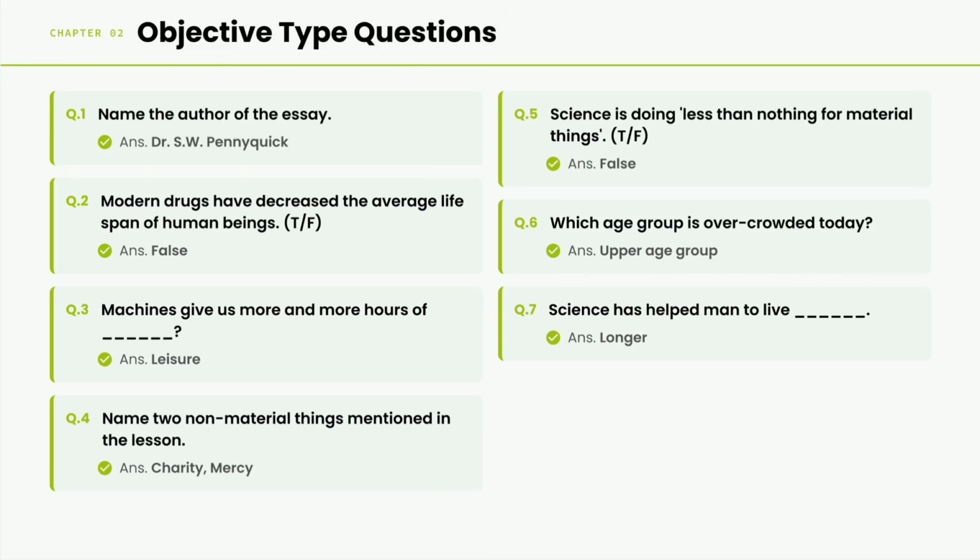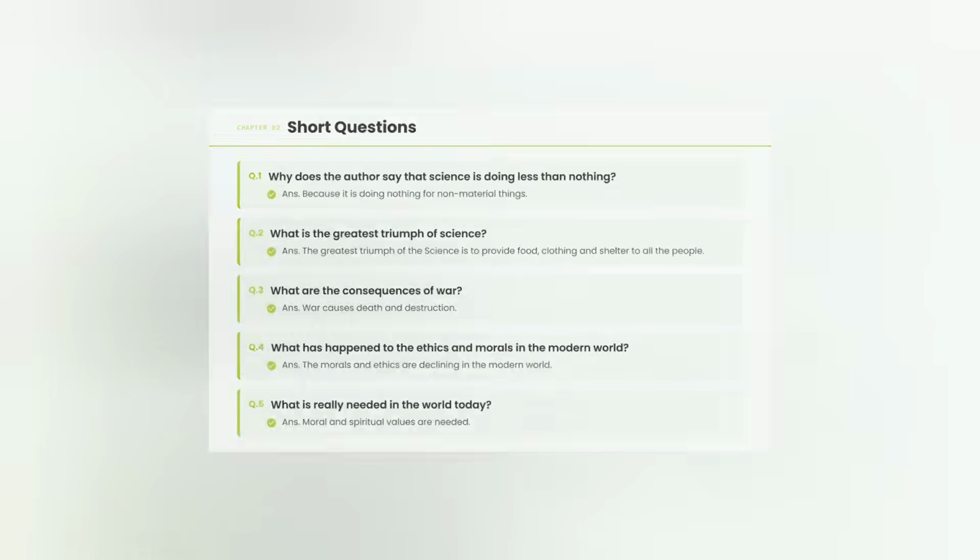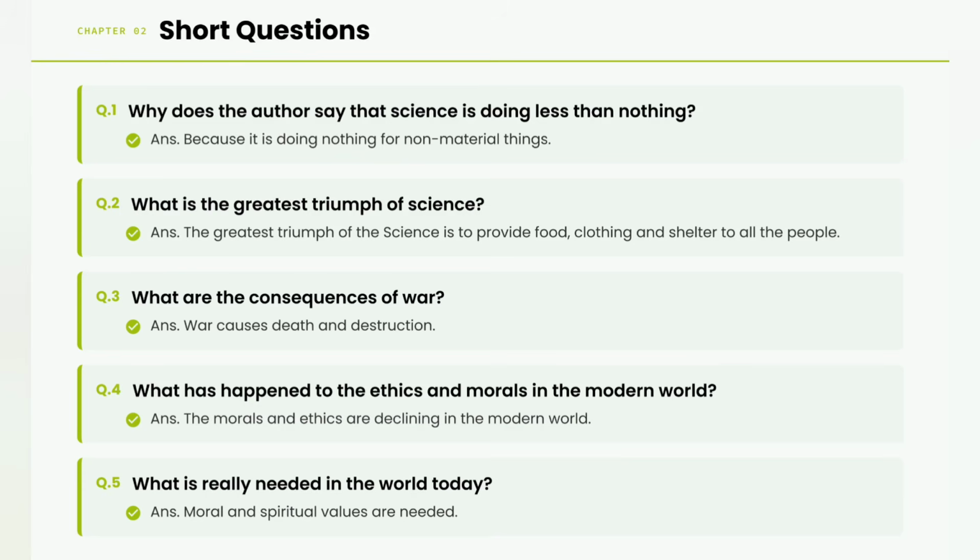Question 6. Which age group is overcrowded today? Answer. Upper age group. Question 7. Science has helped man to live underscore. Answer. Longer. Now the short questions from chapter 2.